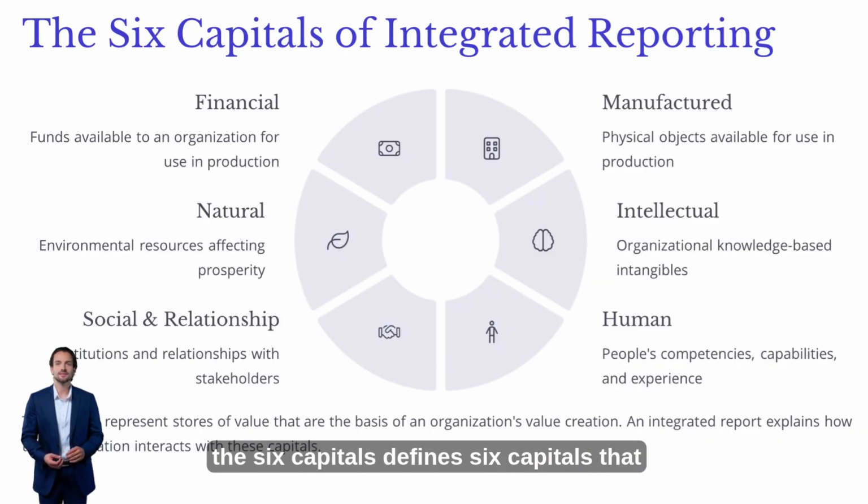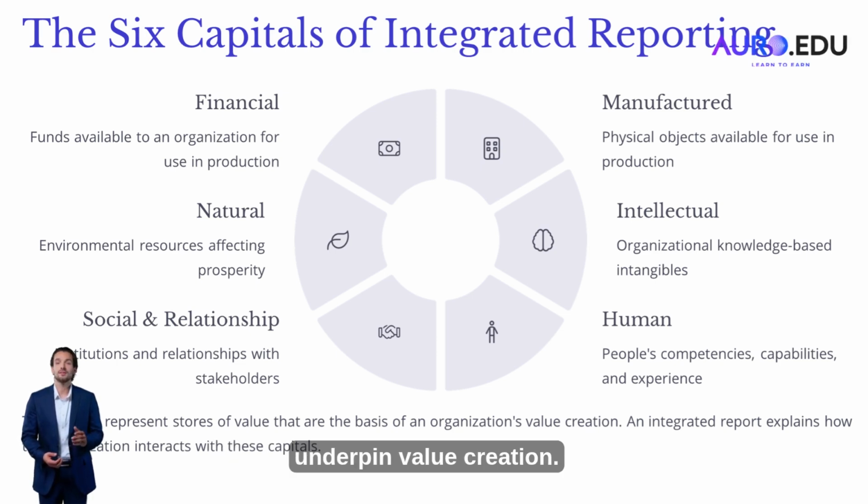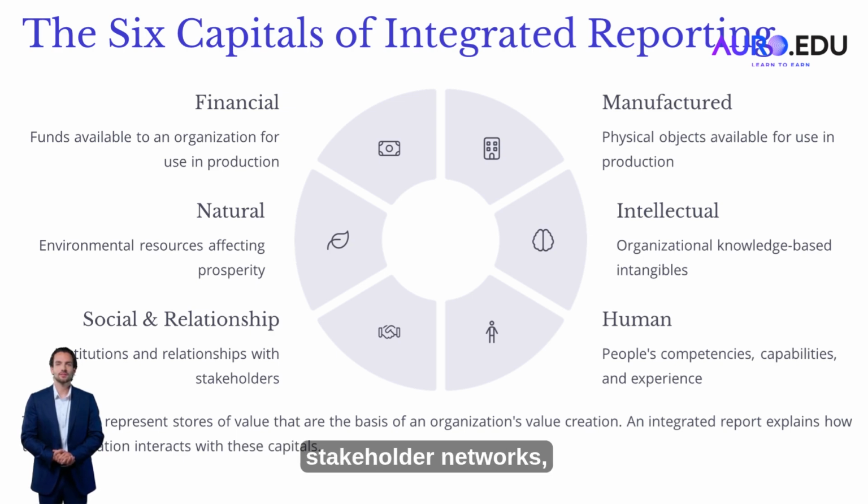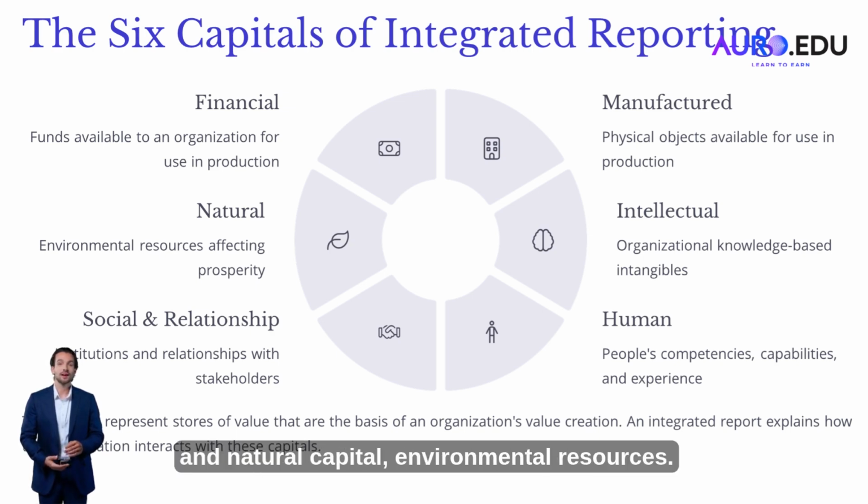Slide 16. The six capitals. The framework defines six capitals that underpin value creation: financial capital, funds; manufactured capital, physical assets; intellectual capital, knowledge; human capital, people; social and relationship capital, stakeholder networks; and natural capital, environmental resources. Integrated reports explain how business activities affect and depend on each capital.